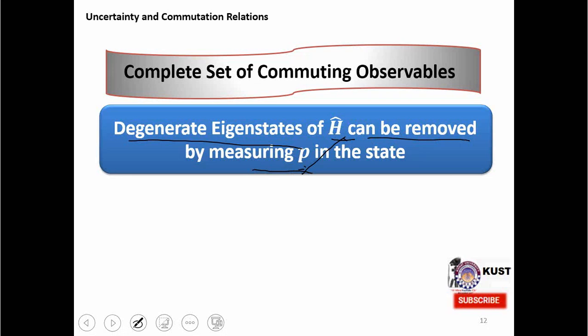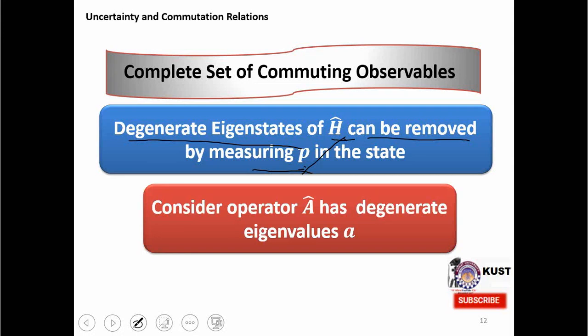I repeat, if H is degenerate, it means it has many states which give the same eigenvalue, and it commutes with P. Then we can use this P operator to remove the degeneracy from H. So how do we do this? This is the recipe for removing the degeneracy with the commuting observable. Consider an operator A has a degenerate eigenvalue a.